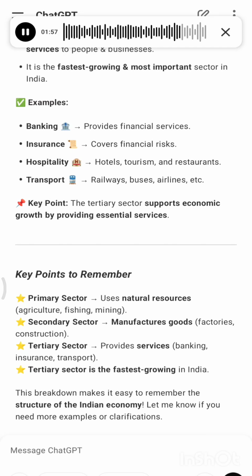Key points to remember. Primary sector uses natural resources: agriculture, fishing, mining. Secondary sector manufactures goods: factories, construction. Tertiary sector provides services: banking, insurance, transport. Tertiary sector is the fastest growing in India. This breakdown makes it easy to remember the structure of the Indian economy.